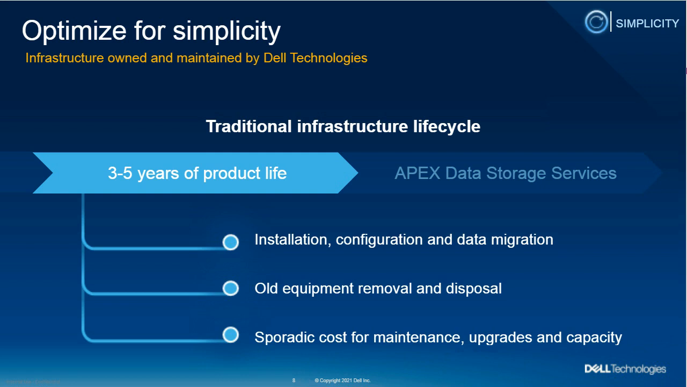Uh-oh, a maintenance bill just showed up for this array, and oh no, we have to add more capacity over here on this array, and we need some more servers over here. You're constantly in this mode of additional sporadic costs. It's tough to forecast. It's tough to streamline and smooth that out for your procurement officer, for your CFO.